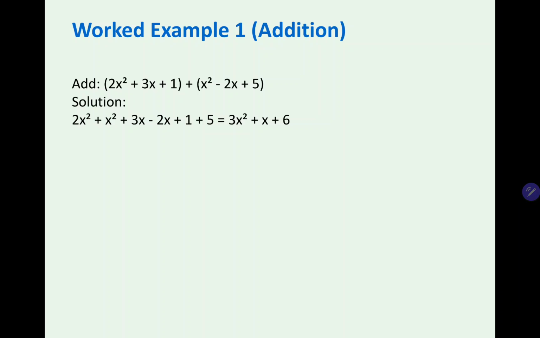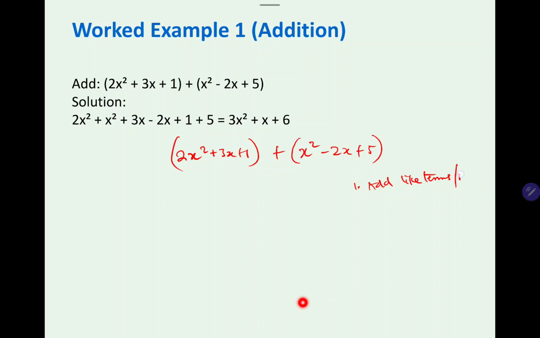addition of polynomials. So if we have 2x squared plus 3x plus 1, and we're told to add this to x squared minus 2x plus 5. The basic thing in polynomials is to add like terms or matching terms. So if we're to do this, it's very simple. We take all the like terms and perform the operation.